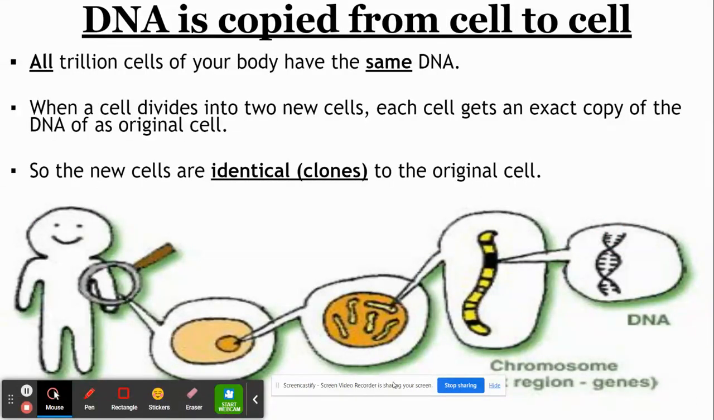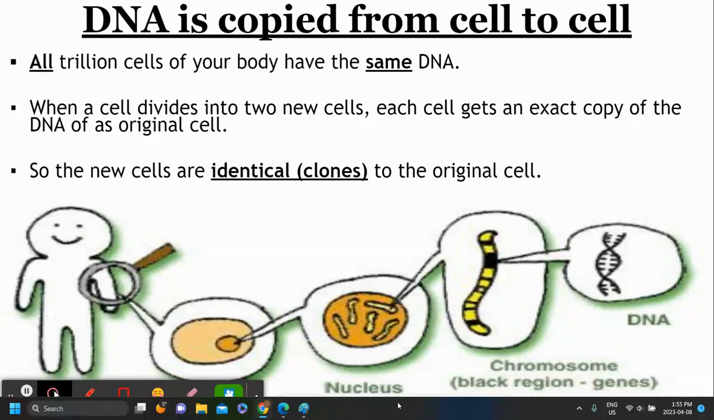So what I need you to understand about your cells is that each and every single one of your cells, all trillion cells of your body, have the exact same DNA, with some exceptions. But for the most part, every single cell in your body has the same copy of DNA. What that basically means is that all your cells are identical to each other. They're identical to the original cell that you started off as, DNA-wise. They don't necessarily look the same anymore, but the DNA is the same.